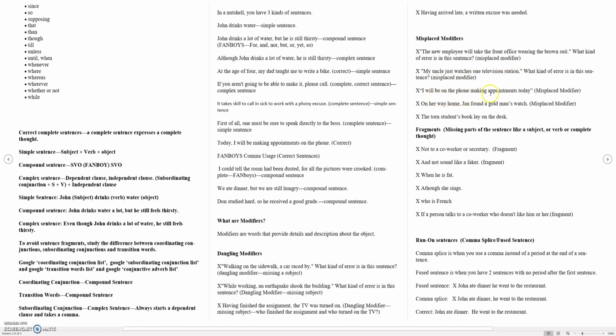I will be on the phone making appointments today. So your phone isn't making appointments, it's you. So, I will be making appointments today on the phone. See? You just have to change it around.